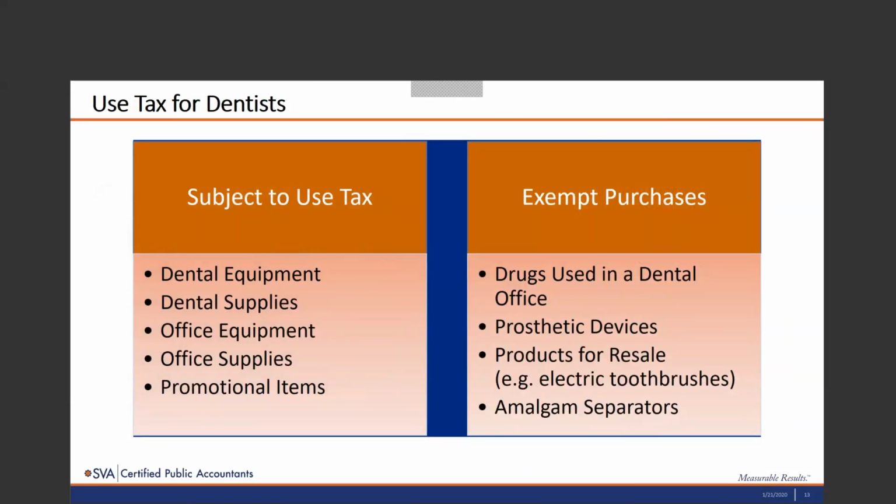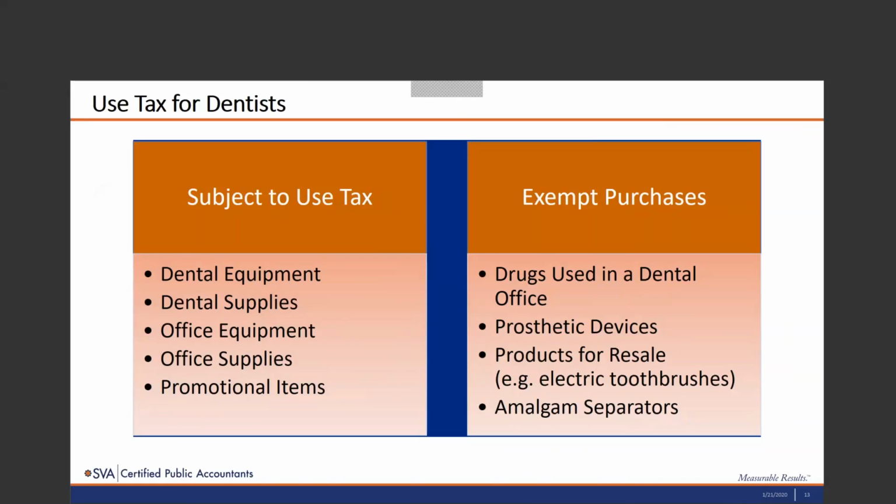Occasionally, we see practices who are using a vendor who doesn't have a presence in the state of Wisconsin and doesn't have a requirement to withhold that sales tax, so they don't charge any sales tax. So then you'd have to report those purchases on your sales tax return and pay use tax on those. So again, most purchases are going to be subject to use tax if you didn't pay sales tax.